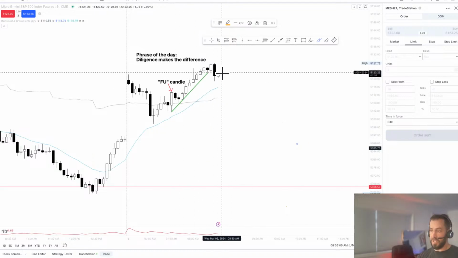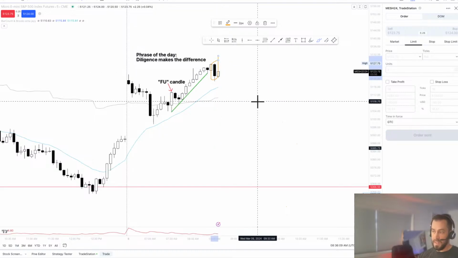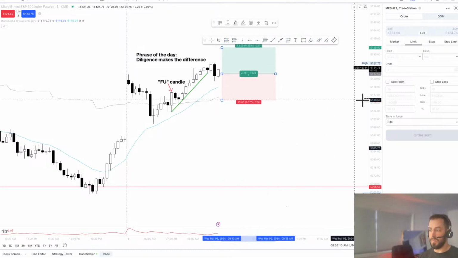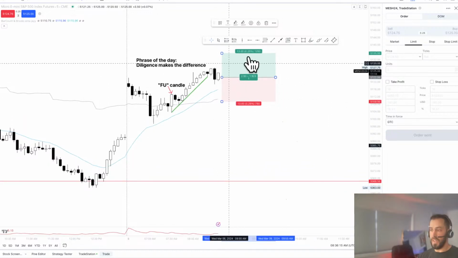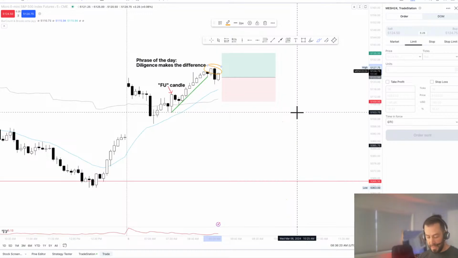So now we've got a break of the trend line. That's this. And what you're going to see usually after a break of the trend line is a retest of this high.